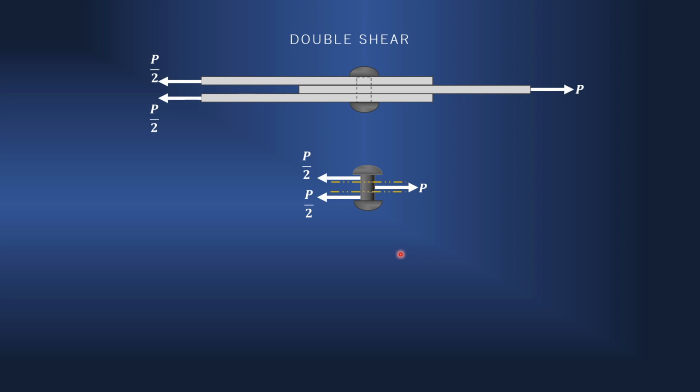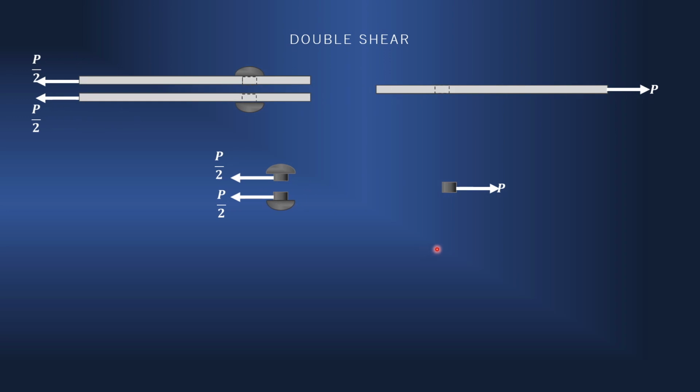So let's visualize that failure of the rivet. These are the two cross sections here. These two cross sections are resisting force P. If this force P is responsible for breaking the rivet, then it should create stress, that is shear strength of the material of the rivet, at these two cross sections. So we can say that if this joint is intact, the shear stress on the two cross sections is under the limit. But if this shear stress exceeds the limit, this is how the joint breaks.